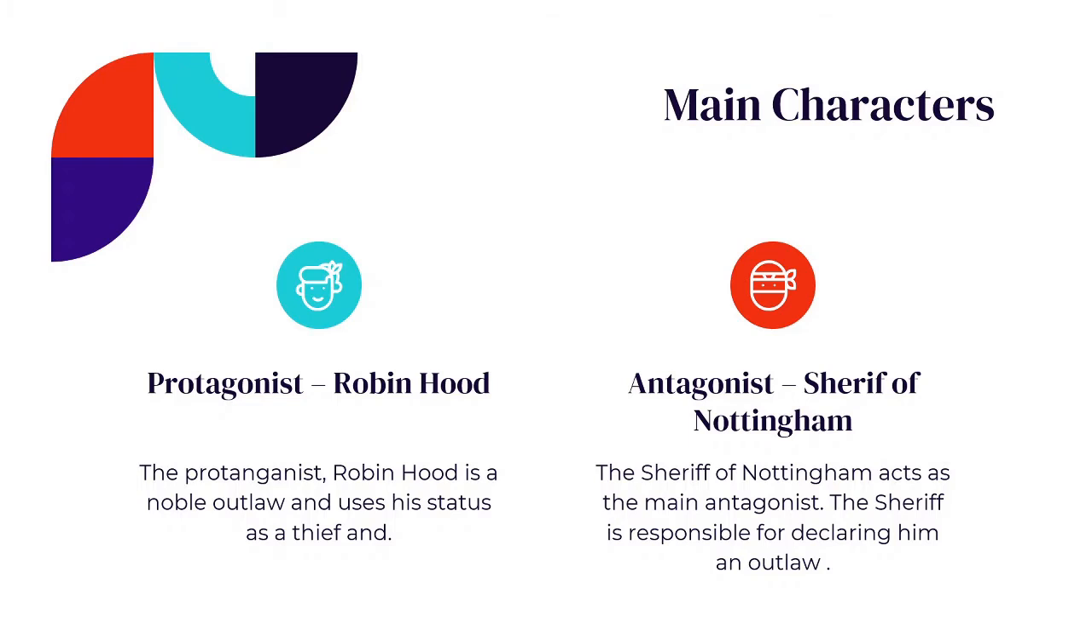The Sheriff of Nottingham acts as the main antagonist in the Adventures of Robin Hood book. The sheriff is responsible for putting a bounty on Robin's head and declaring him an outlaw after Robin killed his cousin and poached a king's deer. The sheriff devises many plans to capture and trick Robin and his men, but Robin and his merry men are always one step ahead of him.